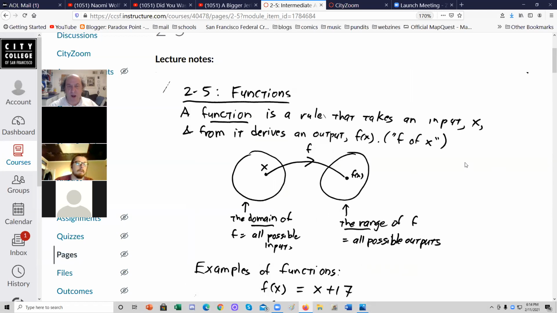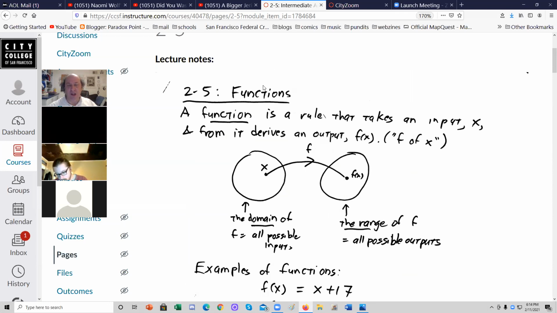Okay, for today, 2.5 and 2.6, about functions and shifting their graphs. I always think of this thing about functions as more like, shall we say, mathematical grammar than mathematical vocabulary. It's a way of talking about things.